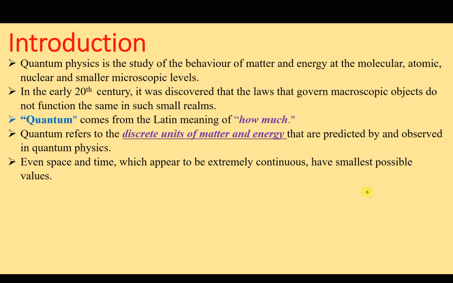Scientists such as Albert Einstein believe that those things which we know as extremely continuous are believed to have even the smallest possible values, such as space and time. People thought that space and time were actually absolute, but even though they are absolute, science believes they have smallest possible values.